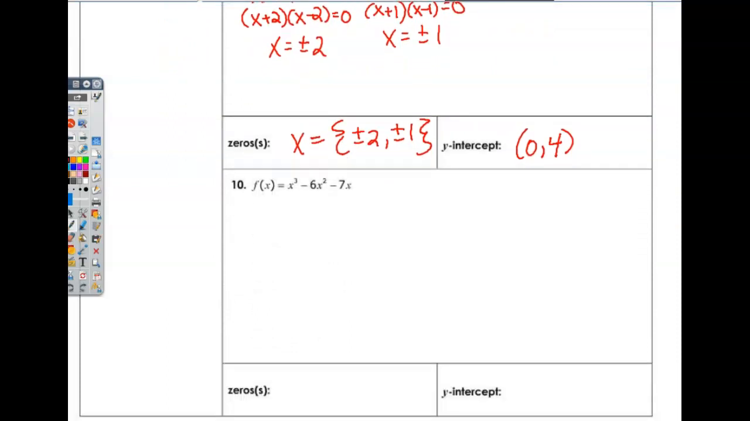Okay, number 10. Does anybody notice something before I start? What do I need to do? I do. And how do I know that? All of them have an x, so I know there's a greatest common factor. So I'm going to divide by x.